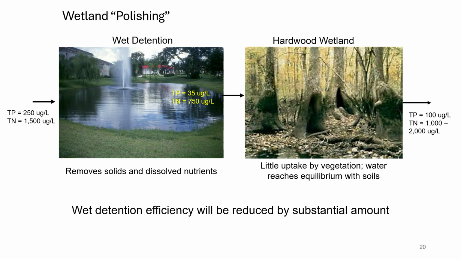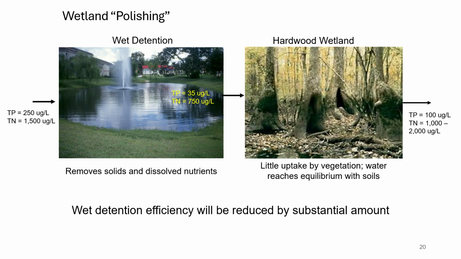Imagine we start with influent water that has relatively high concentrations, perhaps 250 micrograms per liter of total phosphorus, and 1,500 micrograms per liter of total nitrogen. After passing through initial treatment stages, including potentially a wet detention system, we might see these concentrations decrease. For example, total phosphorus could be brought down to around 100 micrograms per liter, and total nitrogen might fall within a range of 1,000 to 2,000 micrograms per liter.